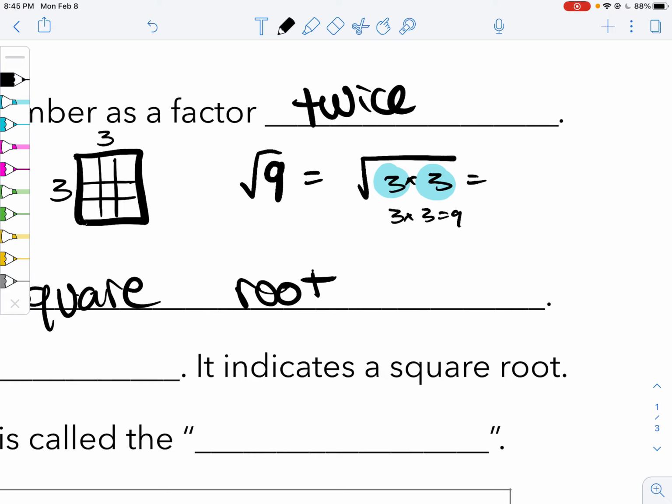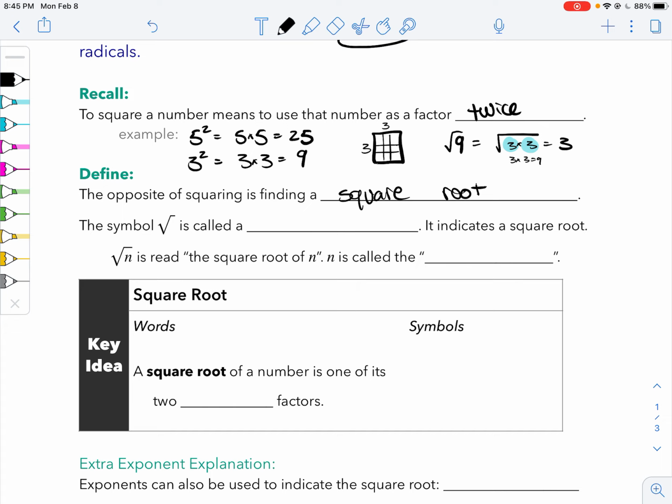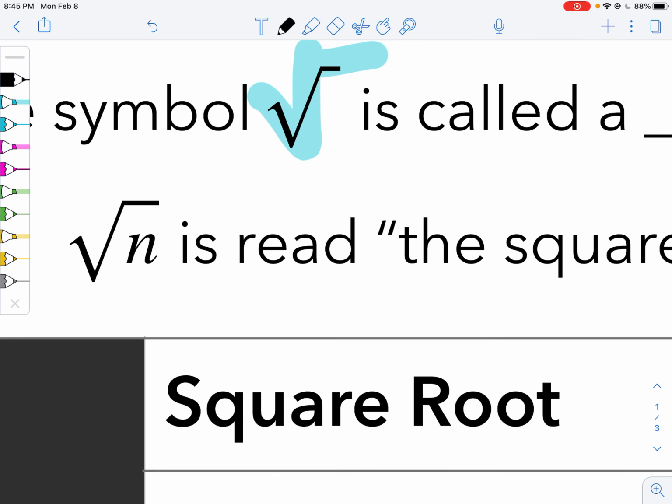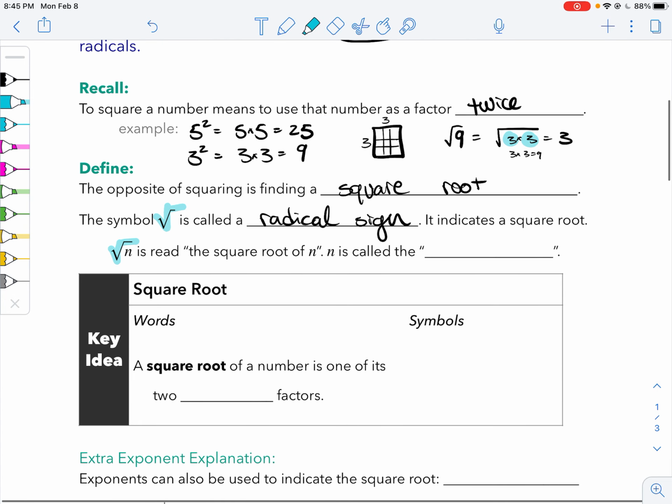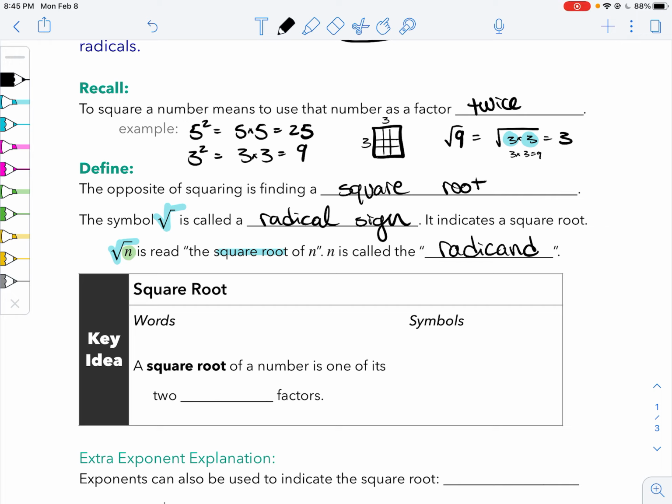Okay, instead of just saying square root all the time, we use this symbol, a radical, because he's so cool. He's a radical. So we call him a radical sign. And that means square root. So when we see this guy, radical n, it means the square root of n. And then the n is the guy underneath the square root. We call him the radicand. Fun fact, the radicand is the number underneath a square root.